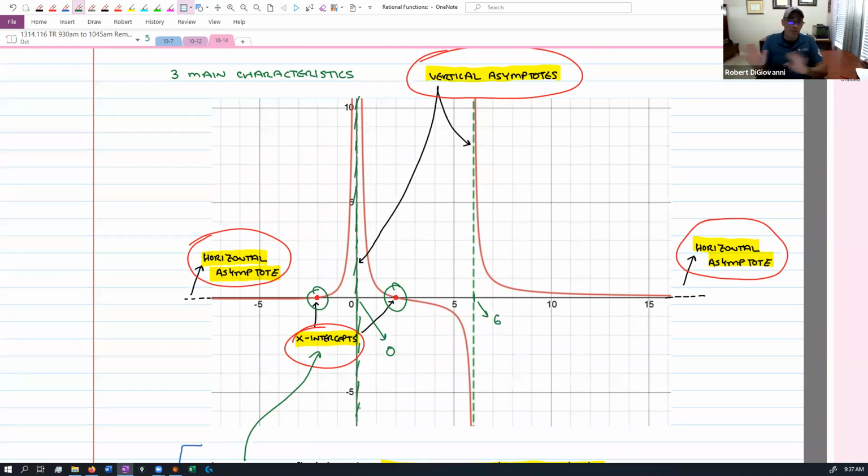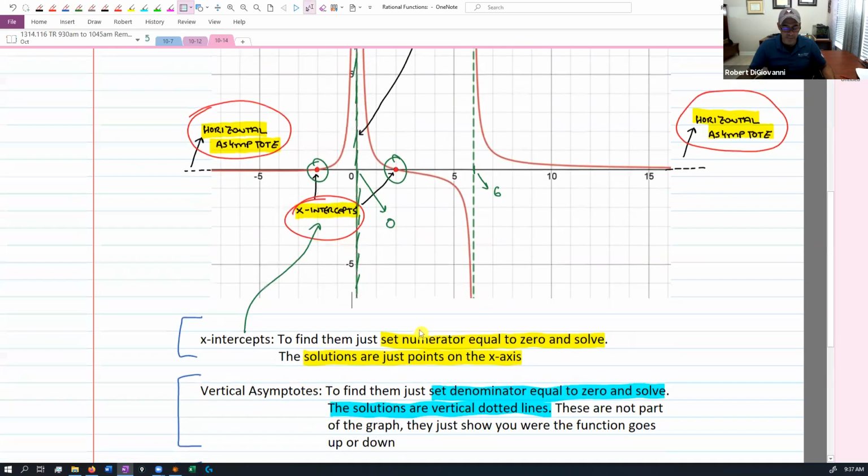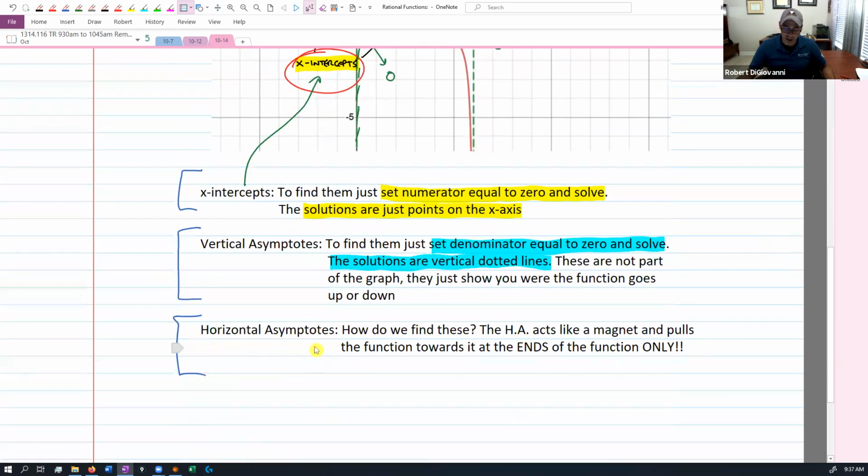Okay, that's all from last class. That should all sound somewhat familiar. We good with that idea, those concepts? Okay. Now, the horizontal asymptotes, how do we find these, right? That's the question. How do we figure out whether or not our rational function has a magnet that pulls it at the ends? I haven't shown you that yet. I will do that today.